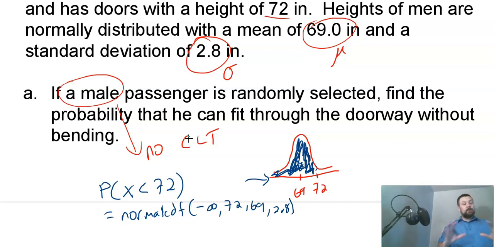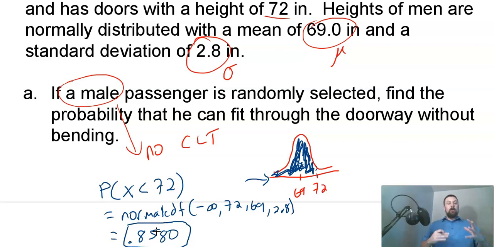And we did not use the central limit theorem. I didn't have to make any adjustments to any of these numbers because I'm finding the probability from the original data set, from the original heights of men. All right. So normal CDF, negative 9999999, comma 72, comma 69, comma 2.8. And I'm going to get 0.8580. So that's the probability that a randomly selected male passenger will have a height less than 72 inches and will therefore be able to fit through the doorway without having to bend.